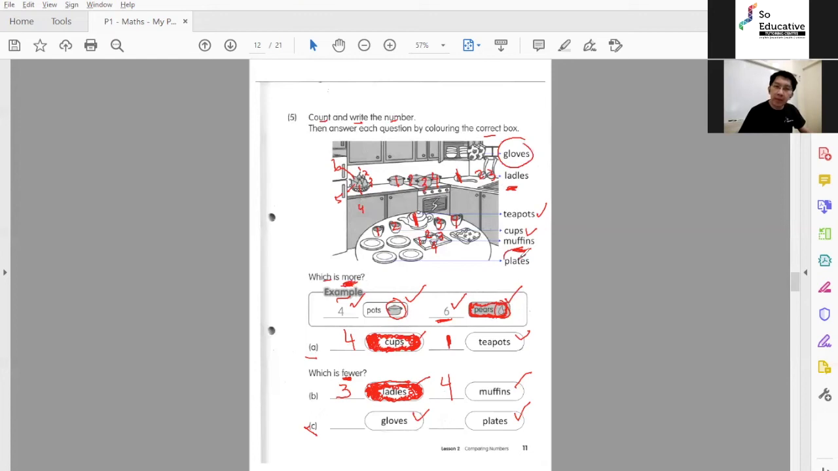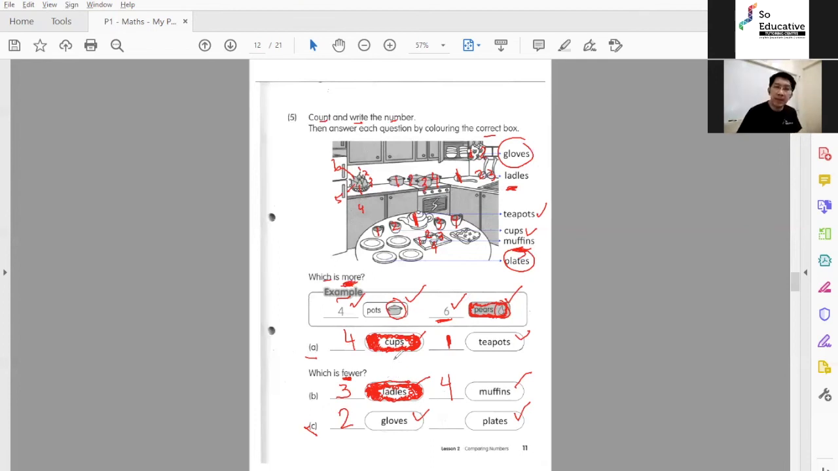And here are the plates. Let's start with the gloves. So, as you can see here, that's 1 glove, 2 gloves. I counted 2 gloves. How many did you get? Did you get 2 as well? Good. So let's write down 2 here. So there are 2 gloves.